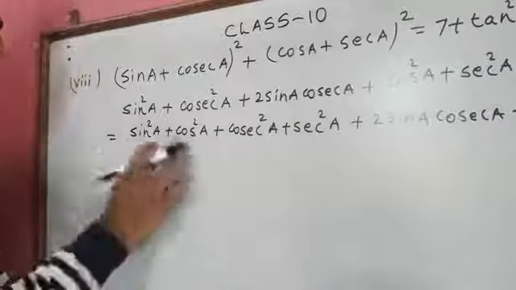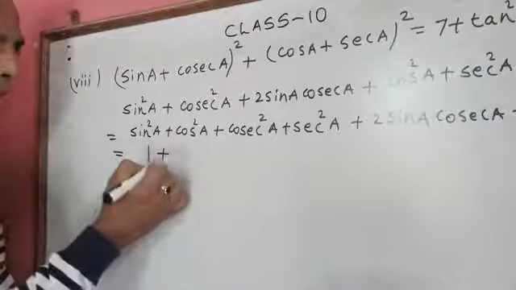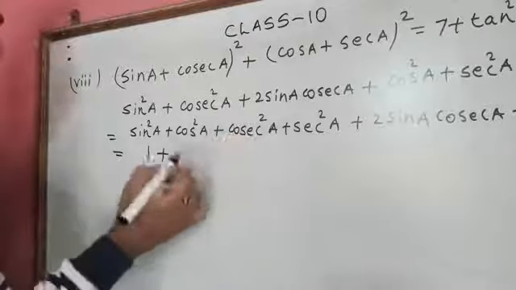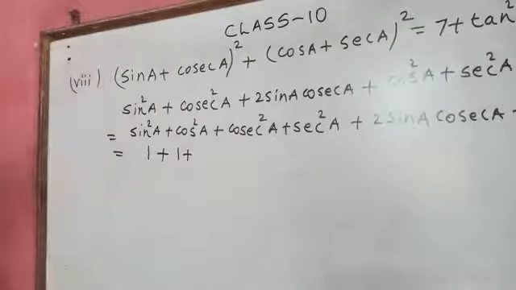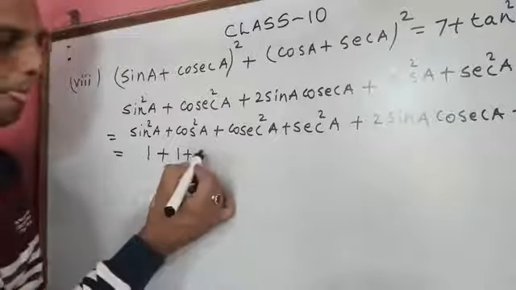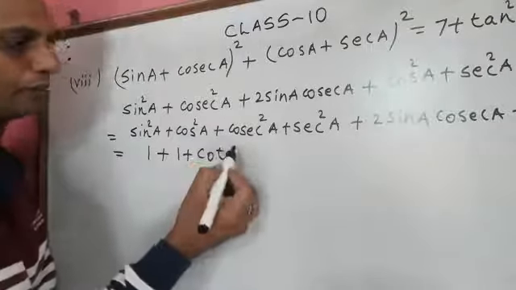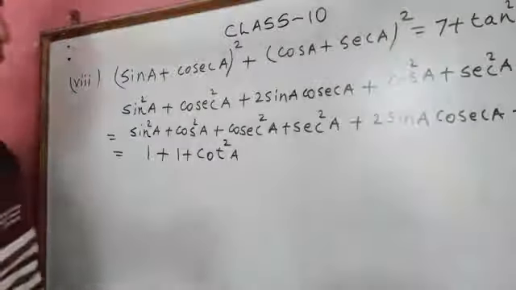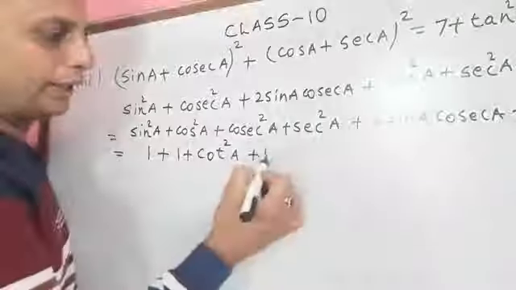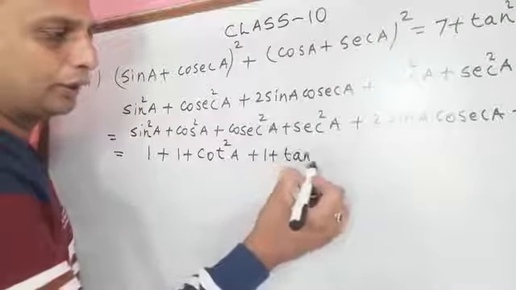Now, sin square plus cos square is equal to 1, and 1 plus cot square A is equal to cosec square A, 1 plus tan square A is equal to sec square A. These are the identities which we have studied this year. So in place of cosec square A we can write 1 plus cot square A. Now in place of sec square A we can write 1 plus tan square A.